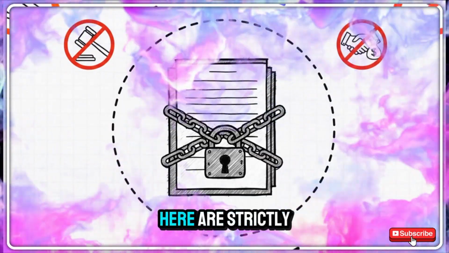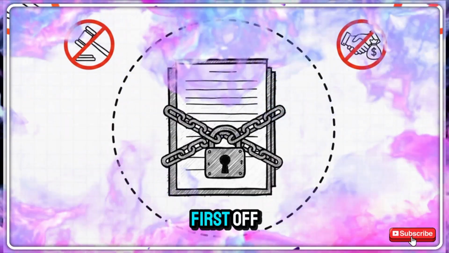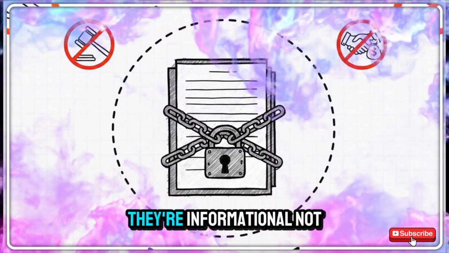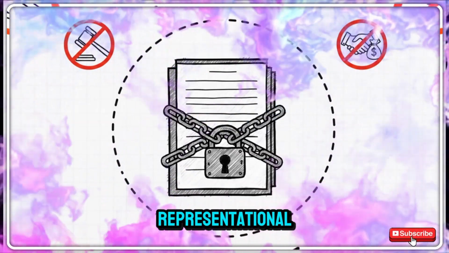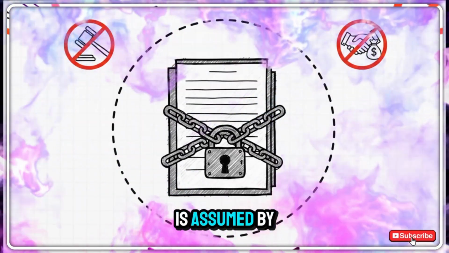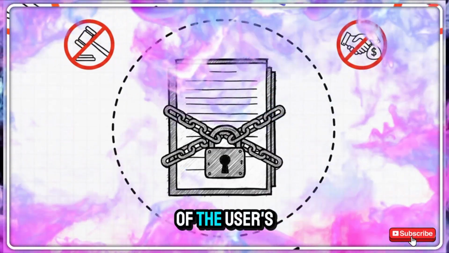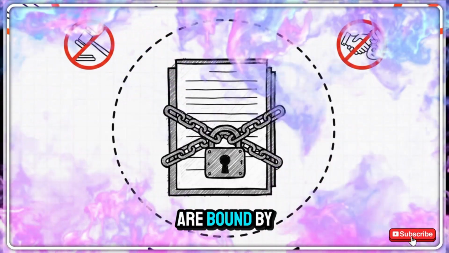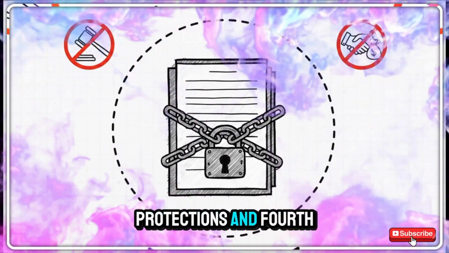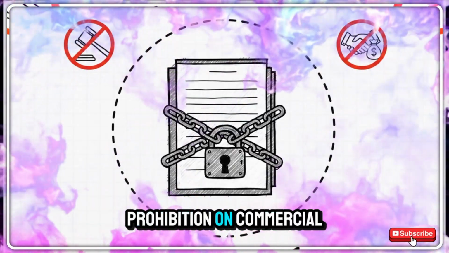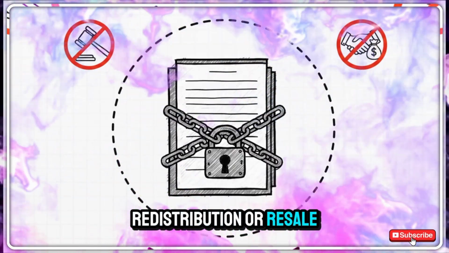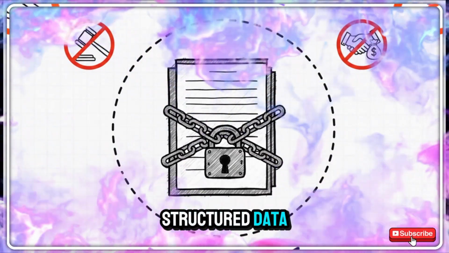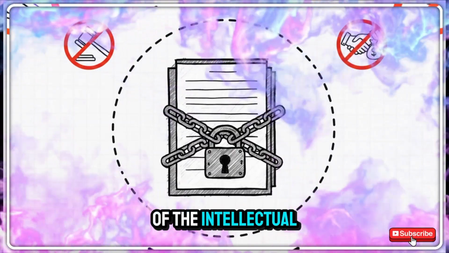The legal boundaries here are strictly delineated. First off, the guides possess a strictly non-advisory legal status. They're informational, not representational. Second, zero liability is assumed by the creators for the outcome of the user's specific case. Third, the materials themselves are bound by strict copyright protections. And fourth, there's a rigid prohibition on commercial redistribution or resale. Essentially, the user is purchasing access to structured data, not outright ownership of the intellectual property.